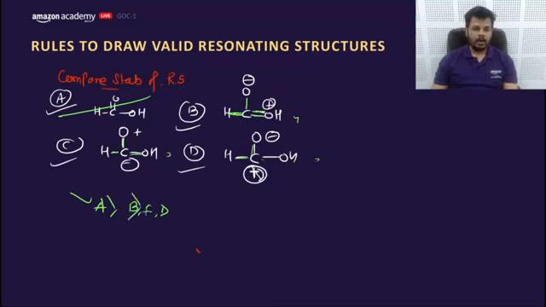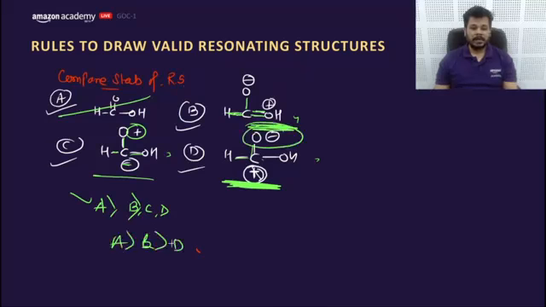Now it comes to C and D. Third rule says a closer approach of positive and negative. They have the same distance between positive and negative, so the third rule is struck out. The last one is positive charge is more stable on less electronegative, that means carbon, and negative charge is more stable on more electronegative, that means oxygen. That means the answer would be A and then B and then D and then C.